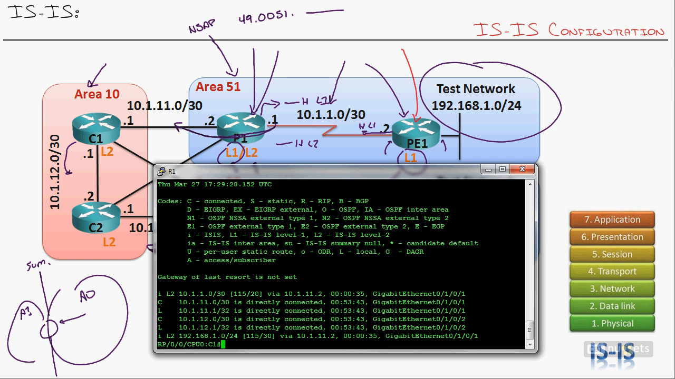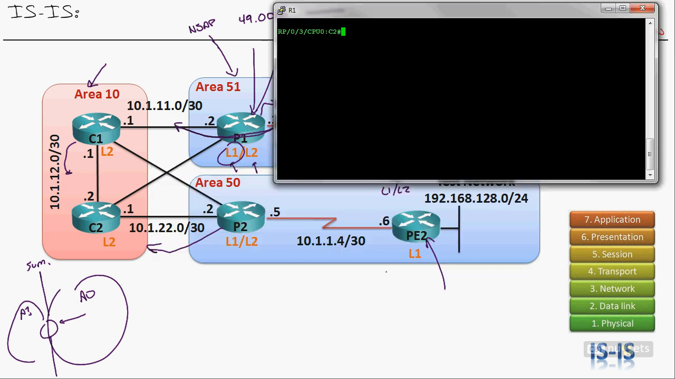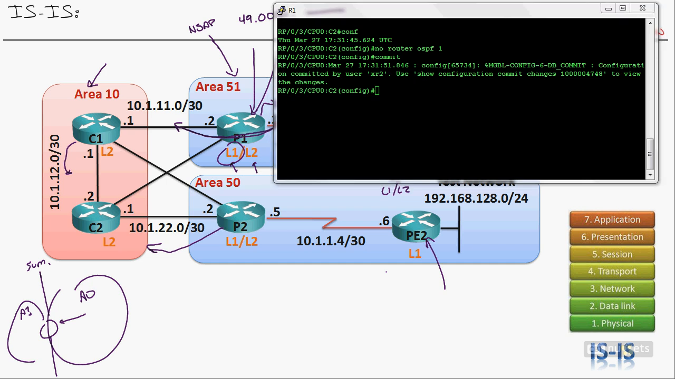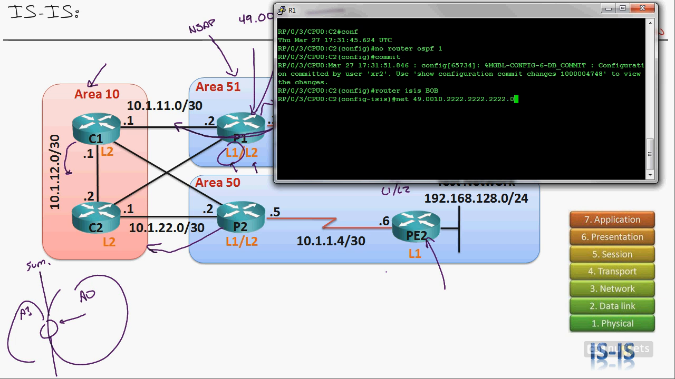For now, let's go down to C2. Core router number 2. Global config. No router OSPF 1. Commit. Get that out of the way. Then we will go to router ISIS. Router ISIS. Let's just do Bob. Why would you do that? Because you're doing a demonstration. I'm going to go net, and we'll do 49.001.0.2222.2222.2222.00. This is a router.